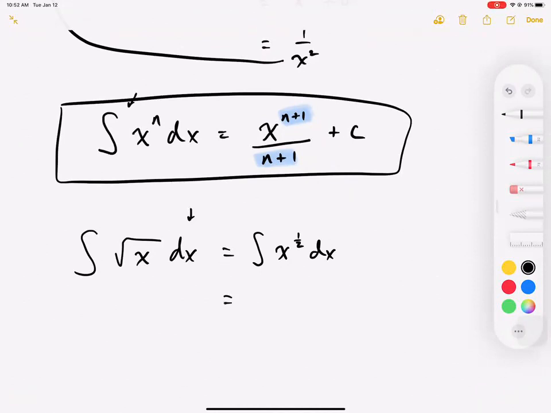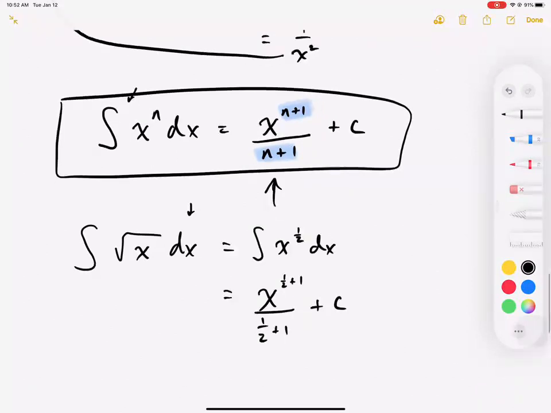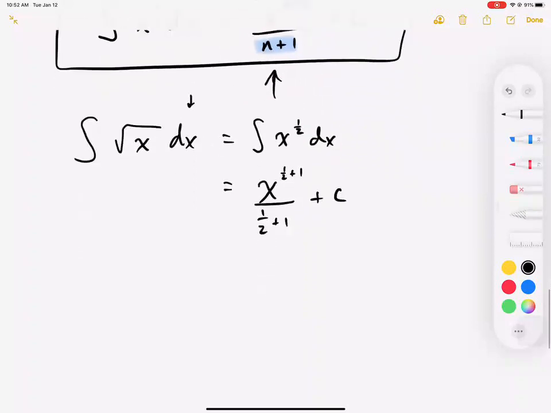And we're going to do what we did before, x to the 1/2 plus 1 over 1/2 plus 1, right? That's literally what we're saying here. And don't forget plus c. If you do not write plus c, this will be marked wrong or you will lose a point. On the AP test, they would actually deduct a point. So maybe like 1 out of 6. So what's that, like 20% of your grade if you forget the plus c?